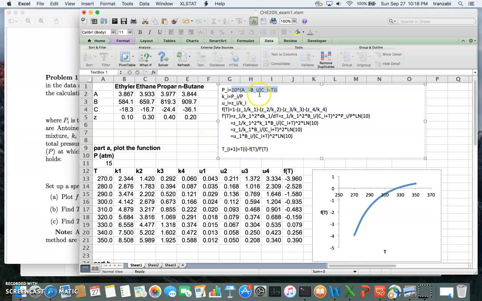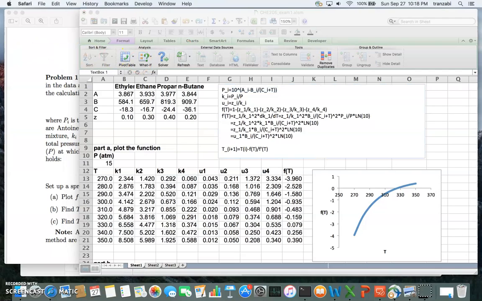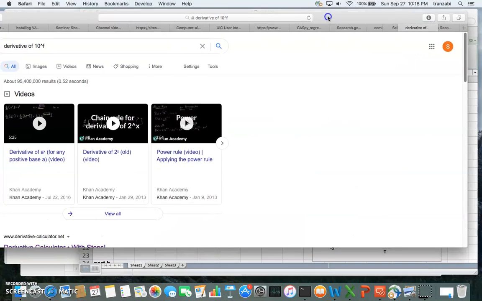So this is 10 raised to some function of t. And some students actually had problems here. They didn't know how to get the derivative of 10 raised to some power. So the best thing is you Google it. So here is the Google search of 10 raised to some power of t. So I'm going to show you here.